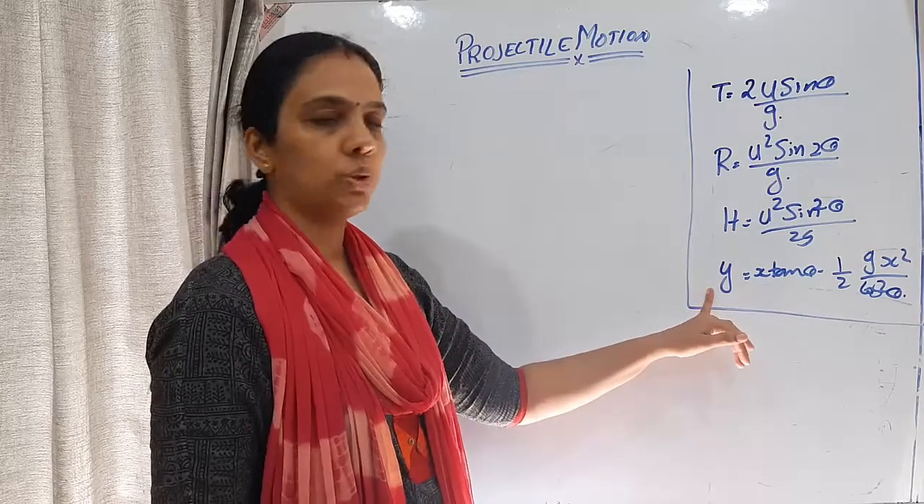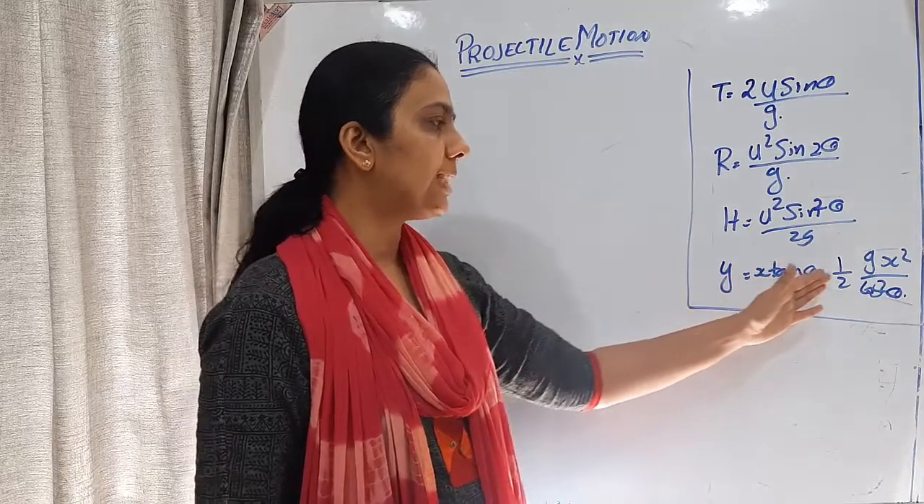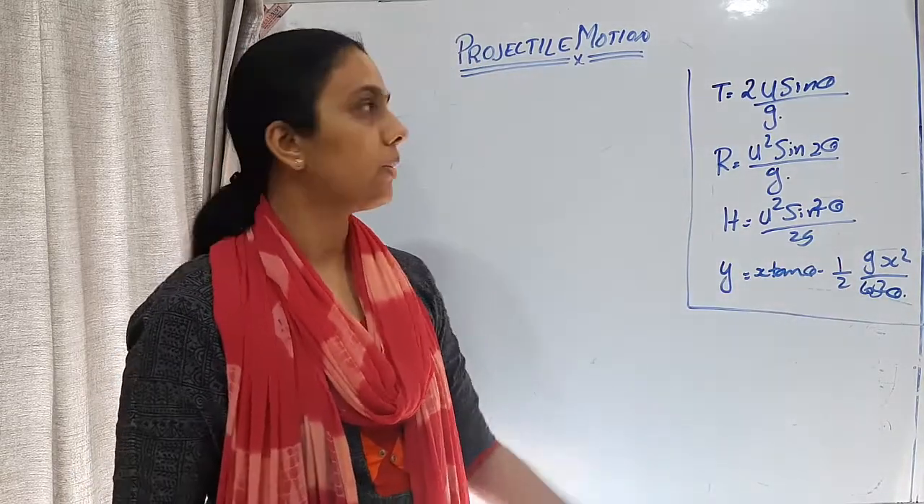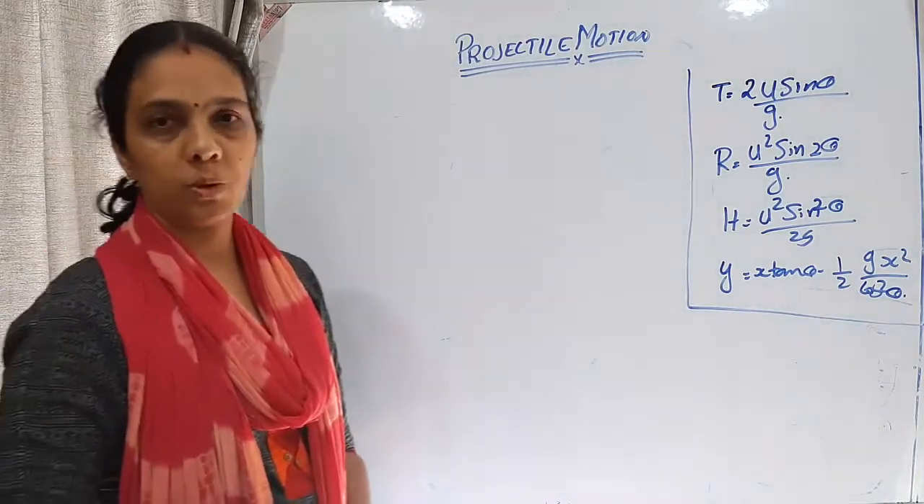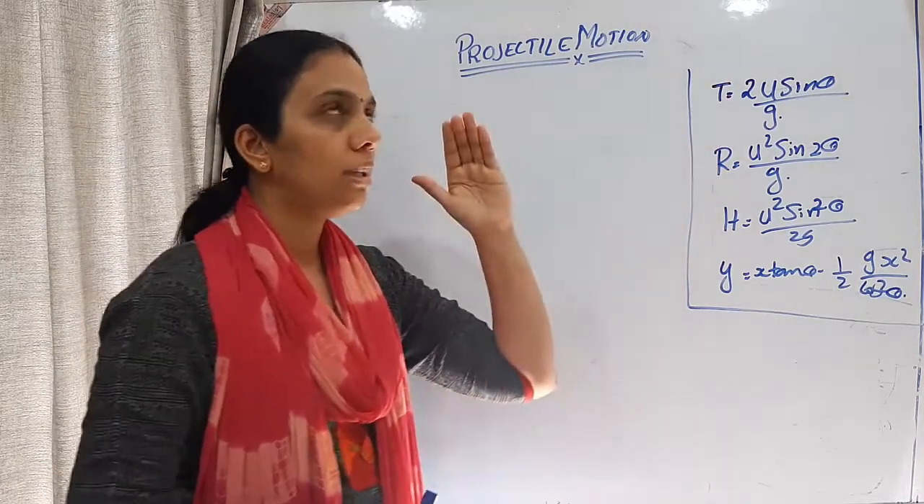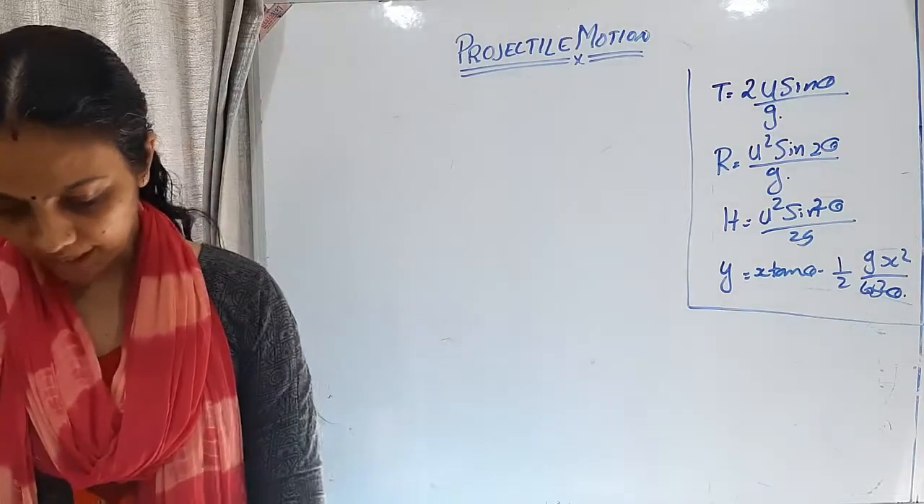Now here it is given for the path of the projectile, y equals x tan theta minus half g x square by cos square theta. Okay, so this is about the path of the projectile. Clear? So these are the important formulas in this chapter. So we are moving to the numerical session.